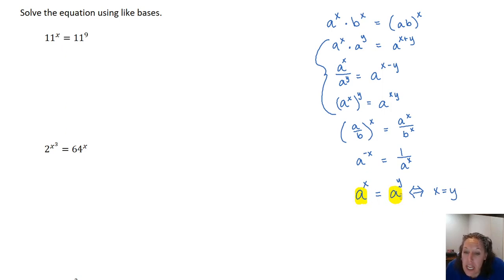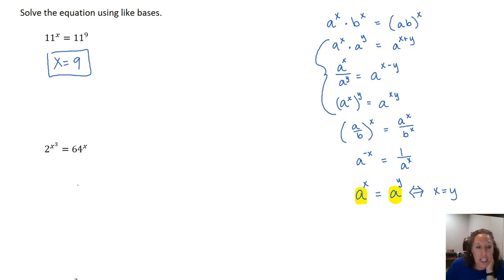So if our bases are the same, and all we have isolated on each side of the equation is that base raised to a power equals that base raised to a power, we can ignore those bases, and set those exponents equal to each other. We'll talk about exactly how we do that in a later video. All right, so our first example, we have 11 to the x equals 11 to the 9th, and that is exactly how this last rule is set up. Because we have the same base on both sides, we can just say those exponents are equal to each other.